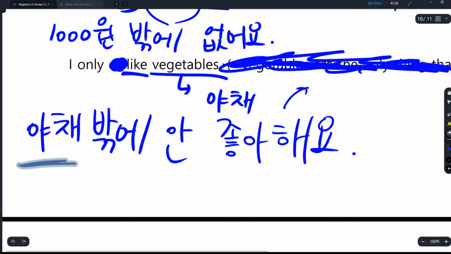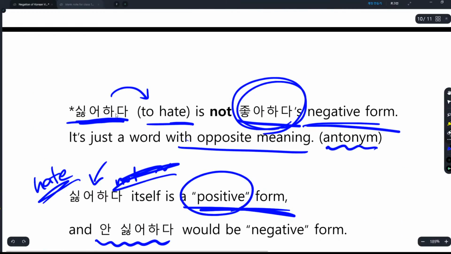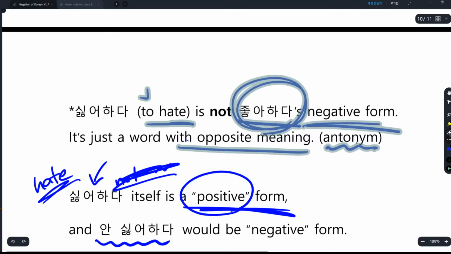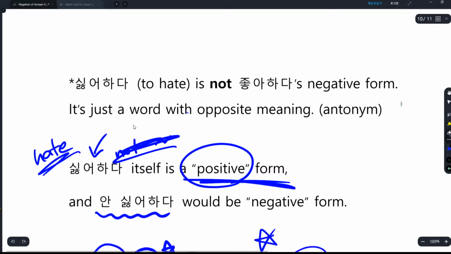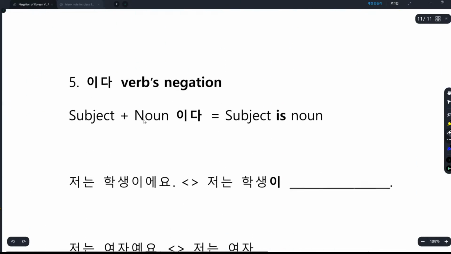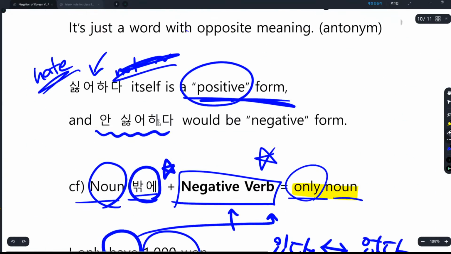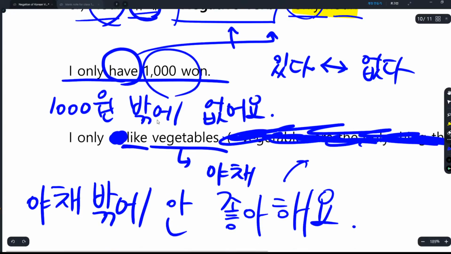So anyways, that's why I mentioned 싫어하다 separately, so that you don't confuse it with being a negative form, because 싫어하다 is not a negative form, guys. And yes, so we are done with all the basics that you need to know for negating Korean verbs and adjectives, guys.